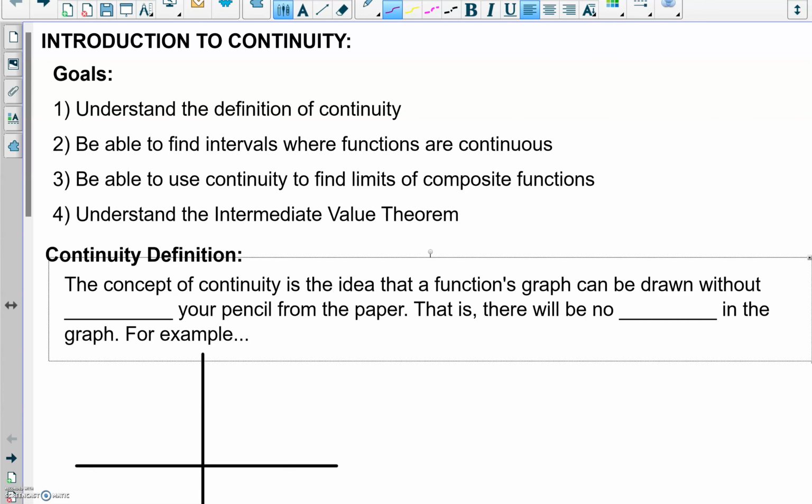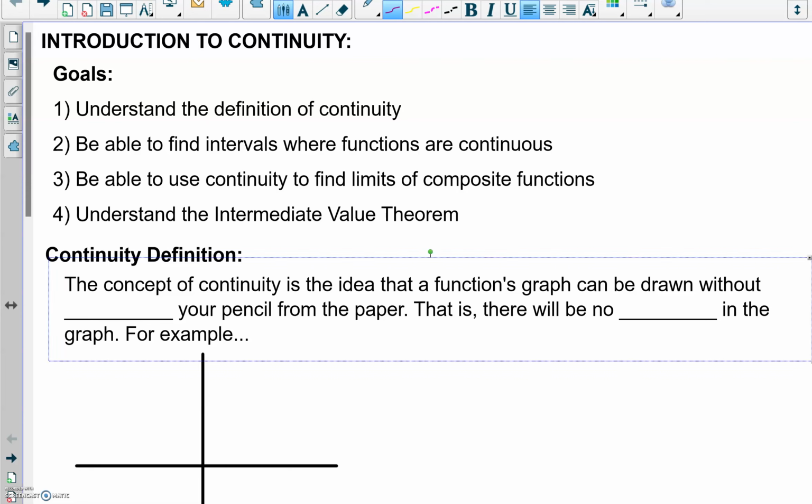And then be able to use continuity to find limits of composite functions. So composite functions, you've got that inside, you've got the outside function. And we're going to see how continuity can help us find the limits of those by focusing on the inner piece first. And then understand the Intermediate Value Theorem. So really useful for finding roots of functions or showing that roots exist in a certain interval.